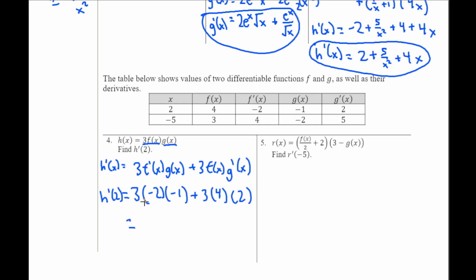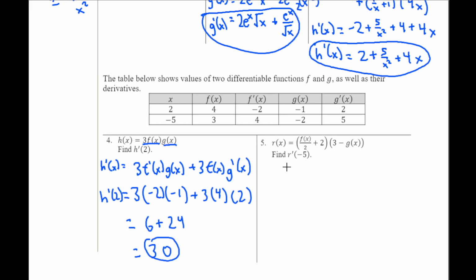So negative 2 times negative 1 is positive 2. Positive 2 times 3 is 6. 3 times 4 times 2 is 24. So our answer here is just 30. H prime of 2 is equal to 30.